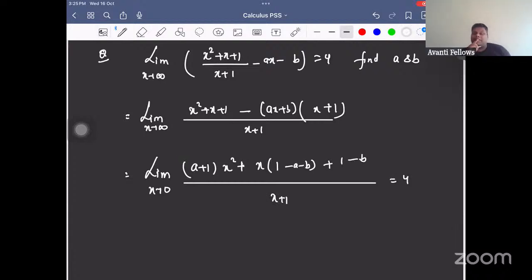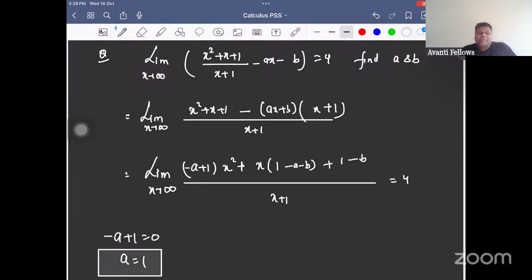Now you realize one thing. The limit x approaches to infinite is given to me. If denominator does not have a term of x square, then numerator should also not have the term of x square. Otherwise limit will be infinite or minus infinite. So from the numerator, it is minus 1 plus a. This minus a plus 1, it should be 0. So you get a as 1. Am I clear?